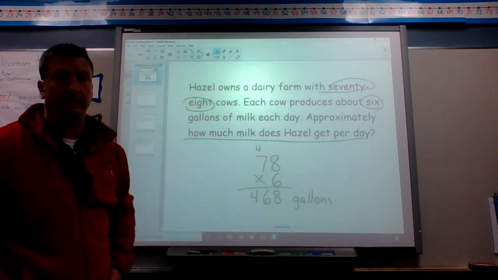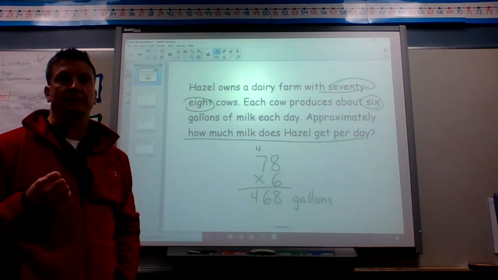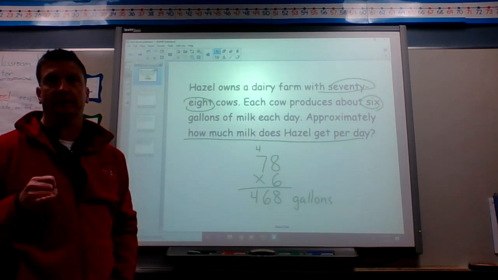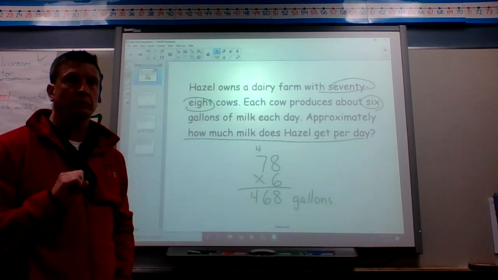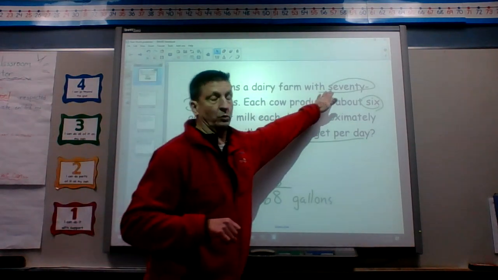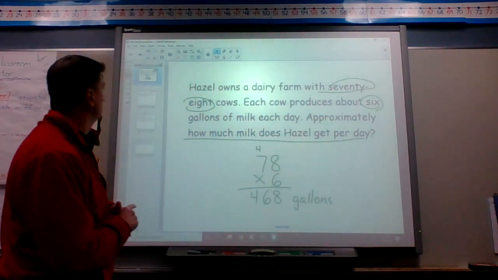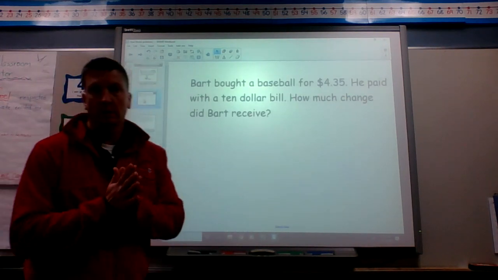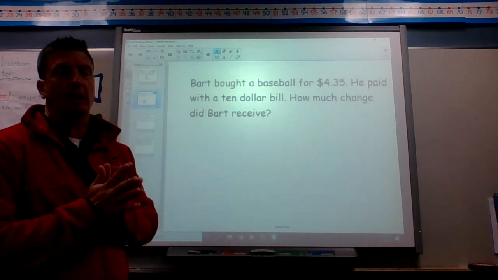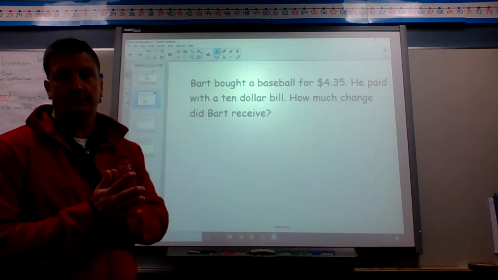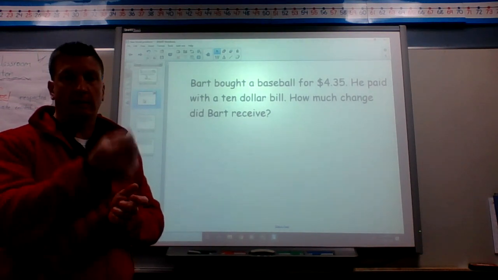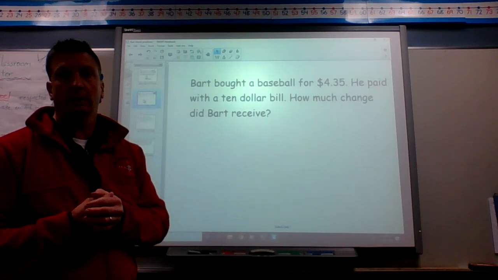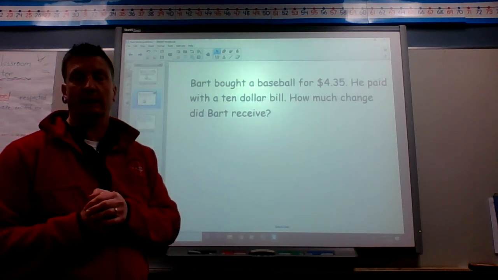So if we look at that, oftentimes it helps to underline what they are asking and do a little searching for the numbers. Might be a word, could be a number form. If we look at the next one we have here, we have Bart buying a baseball. The baseball was $4.35. He gave the clerk a $10 bill. How much change does he get back?